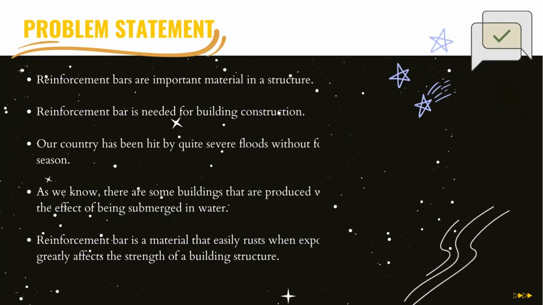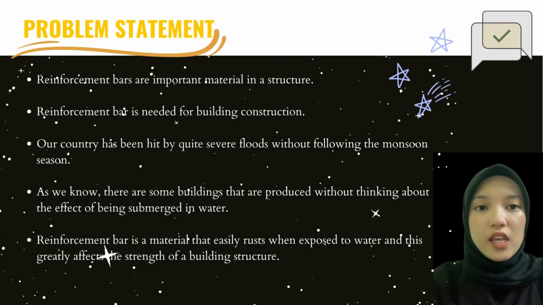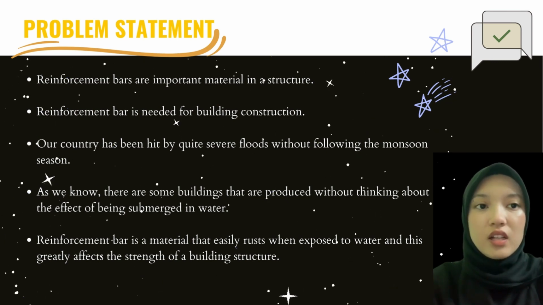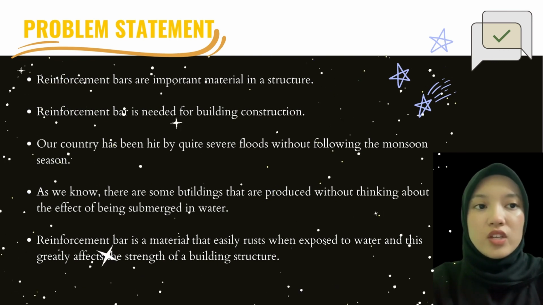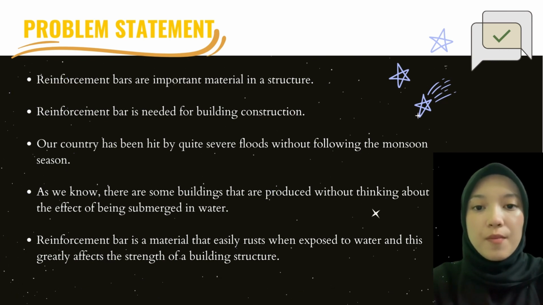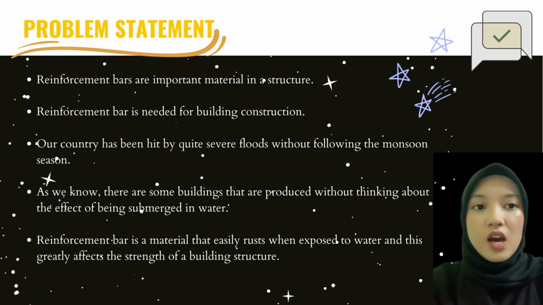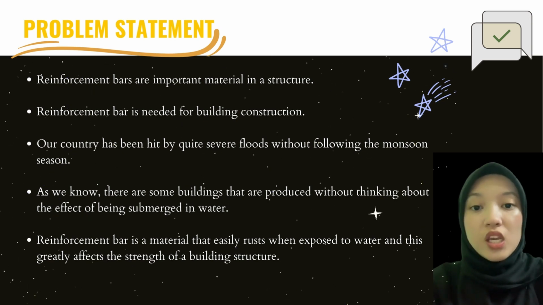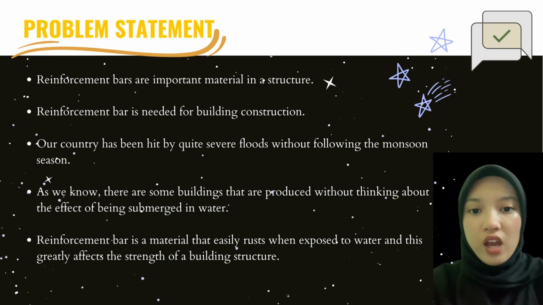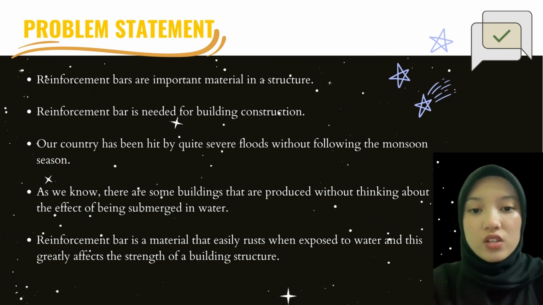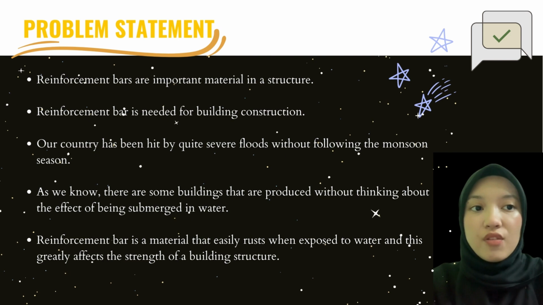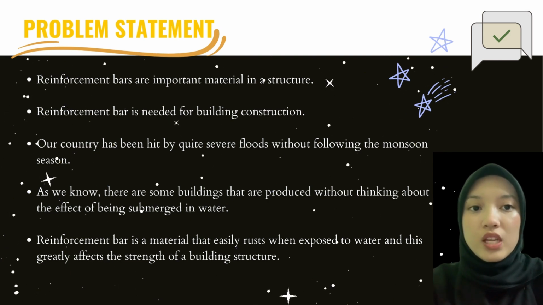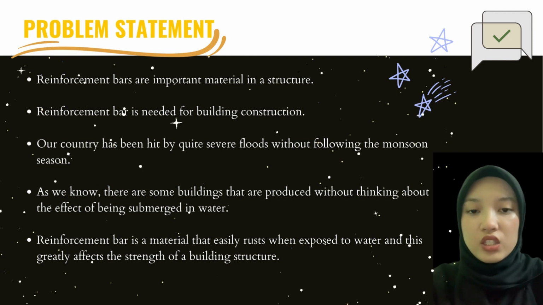I will explain about the problem statement. In producing a building that consists of several structures, reinforcement bars are an important material in the structure. A reinforcement bar is needed for building construction because it is used as a tension device to reinforce concrete and reinforce masonry structure, to strengthen and aid the concrete under tension.